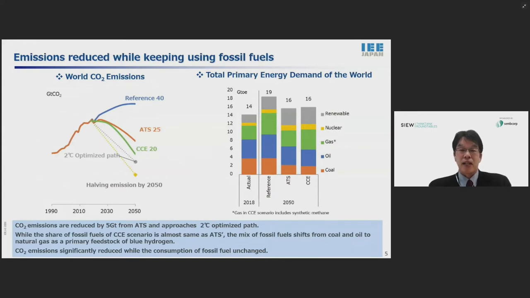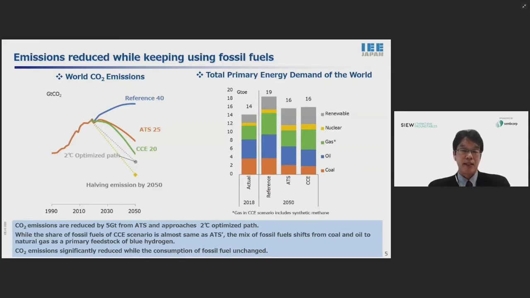Okay, this slide shows the primary energy demand and CO2 emissions based on these assumptions. First, as for the carbon emissions, as Yamashita-san mentioned, in the CCE scenario, we will see reduced carbon emissions by 5 gigatons compared to the advanced technology scenario. And at the same time, in the total primary energy demand, the consumption of fossil fuel is slightly increased, and the share of fossil fuel in the total energy demand will remain almost the same at 67%. But at the same time, again, we could reduce carbon emissions significantly.